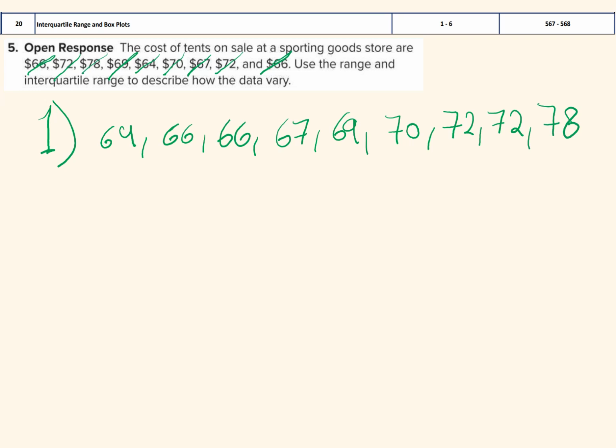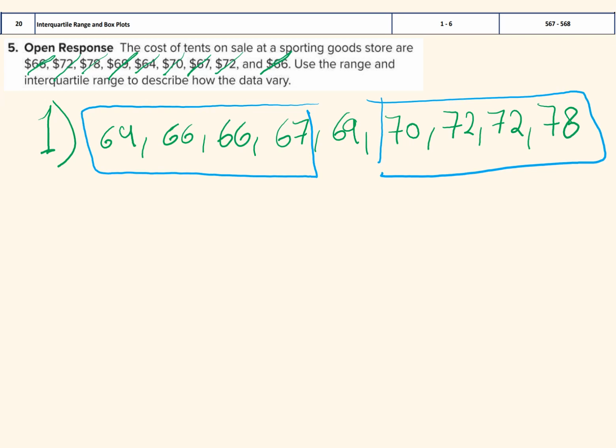Second step is to divide the values into two equal groups. So this is the first group and this is the second group. The number in the middle, of course, we're going to have a number in the middle because the number of values is odd. The number in the middle is going to be the median. Then we need to find Q1 and Q3, quartile 1 and quartile 3. So actually Q2 is the median.